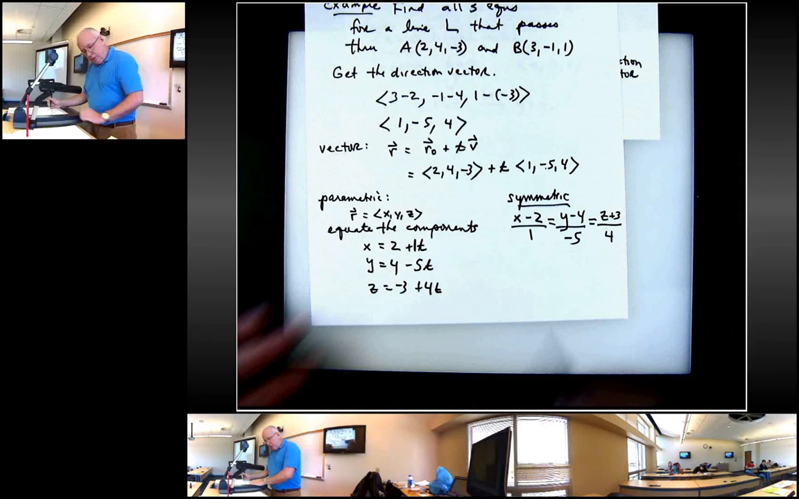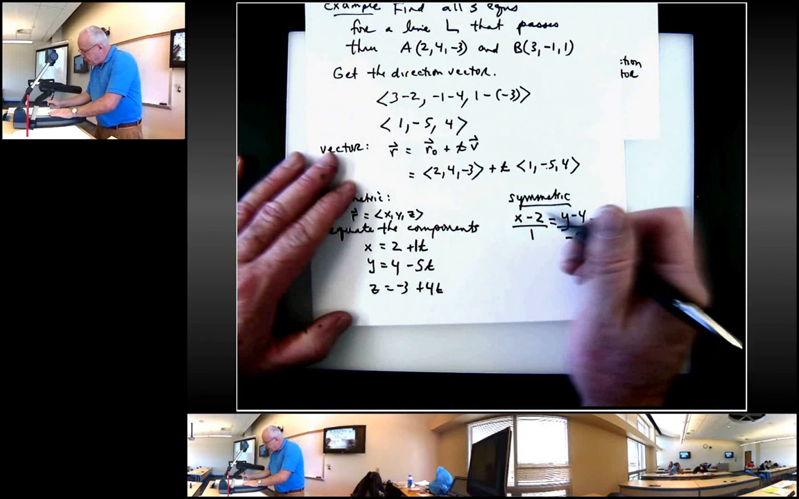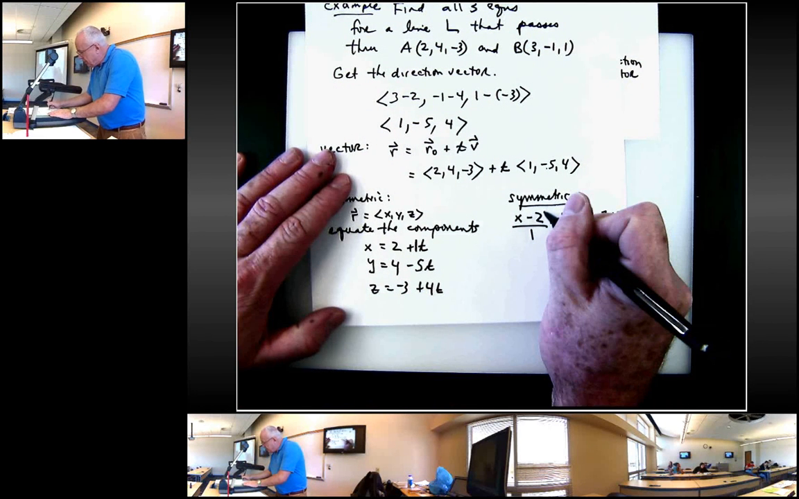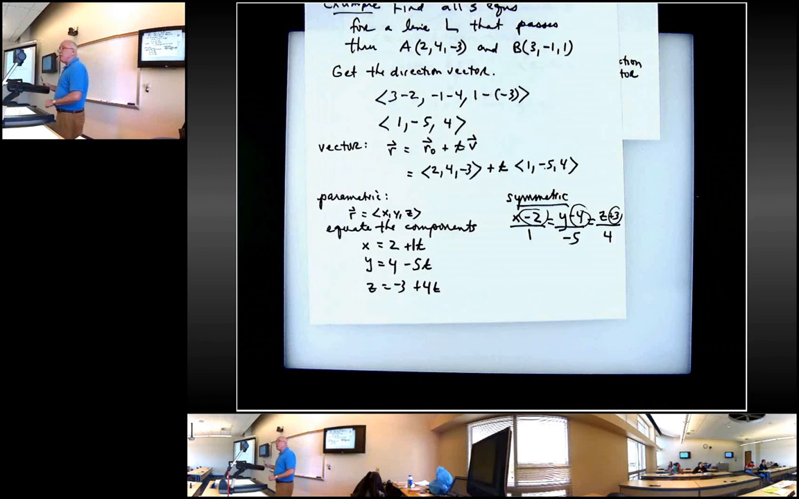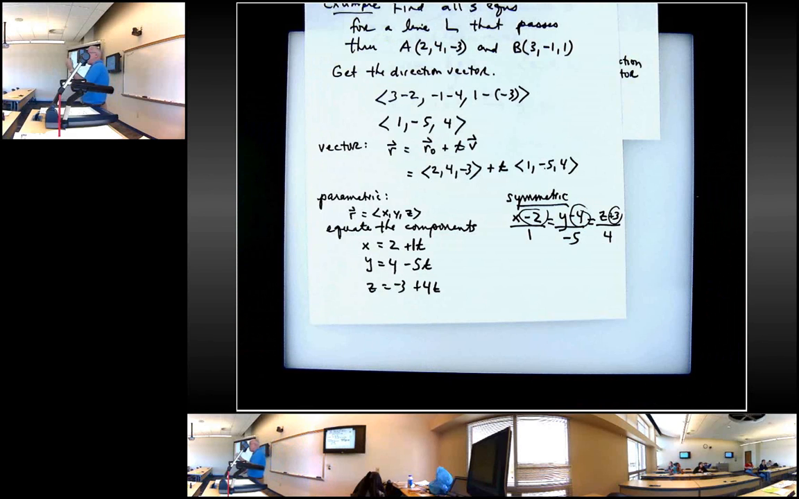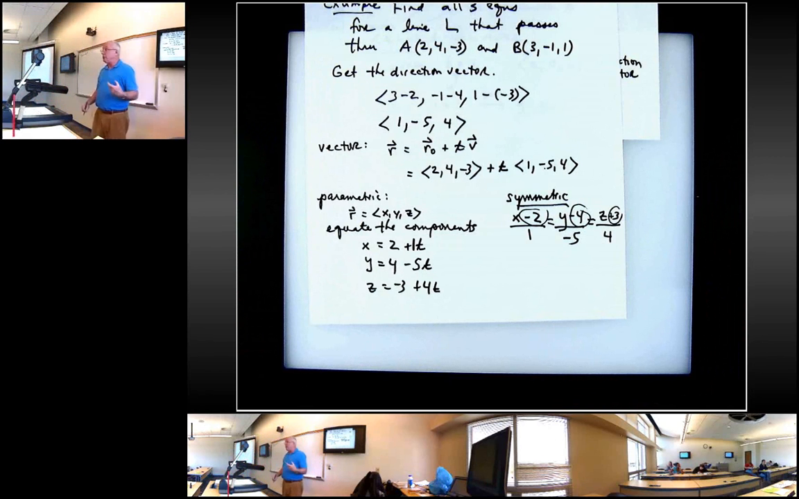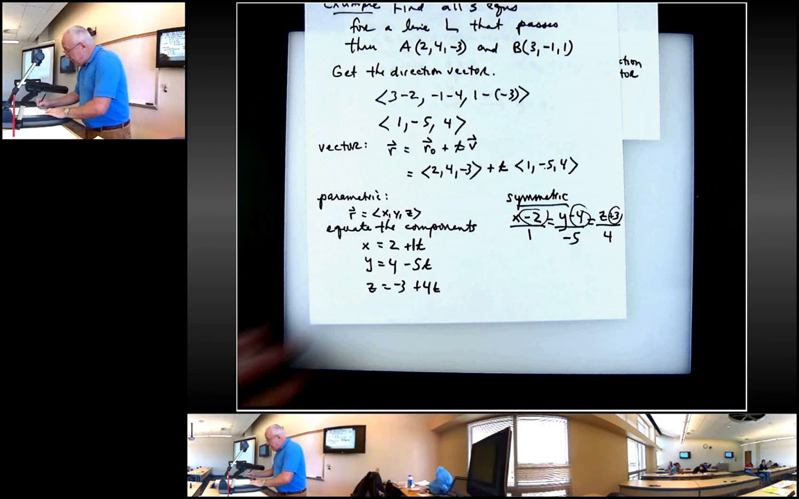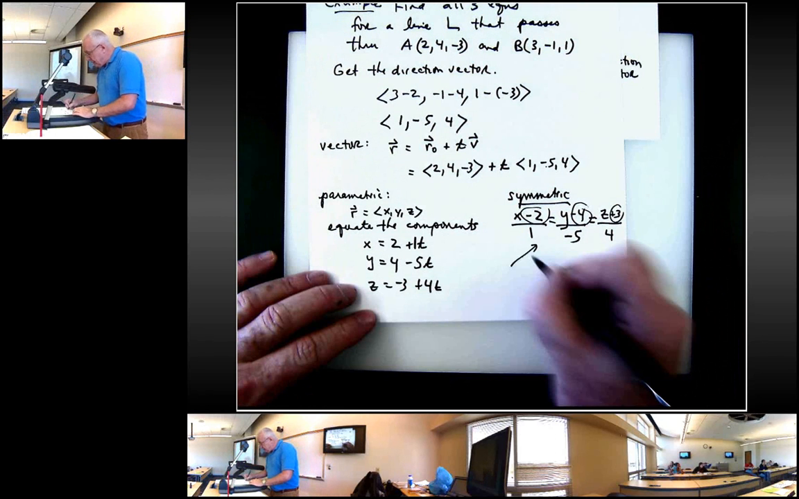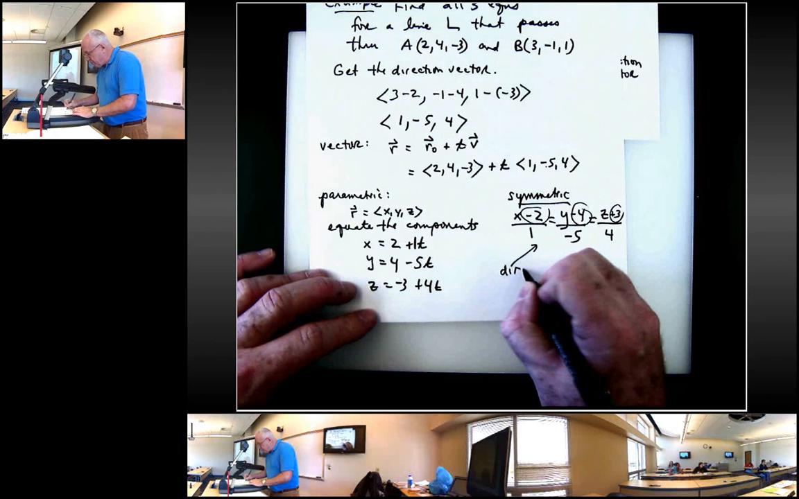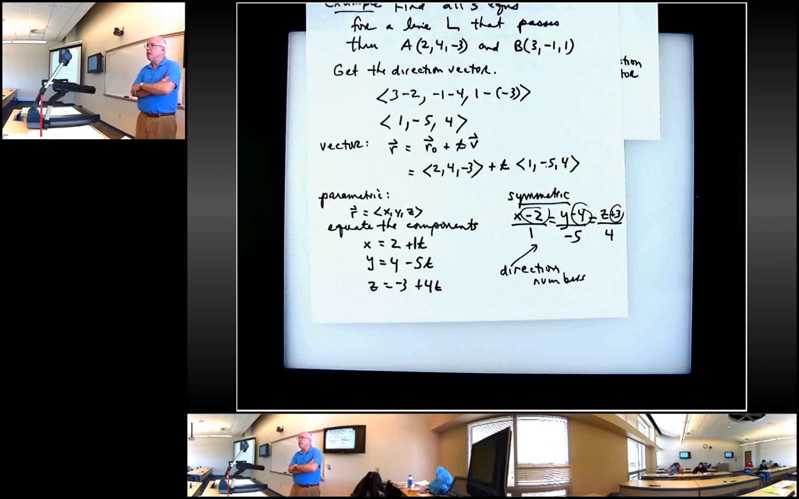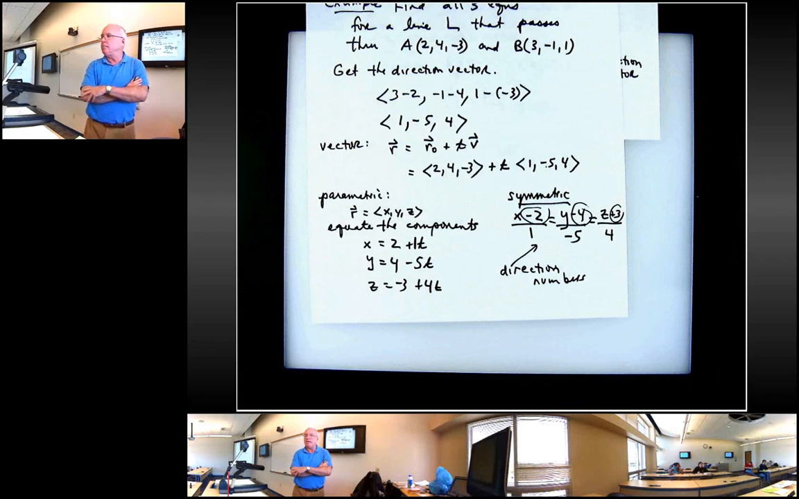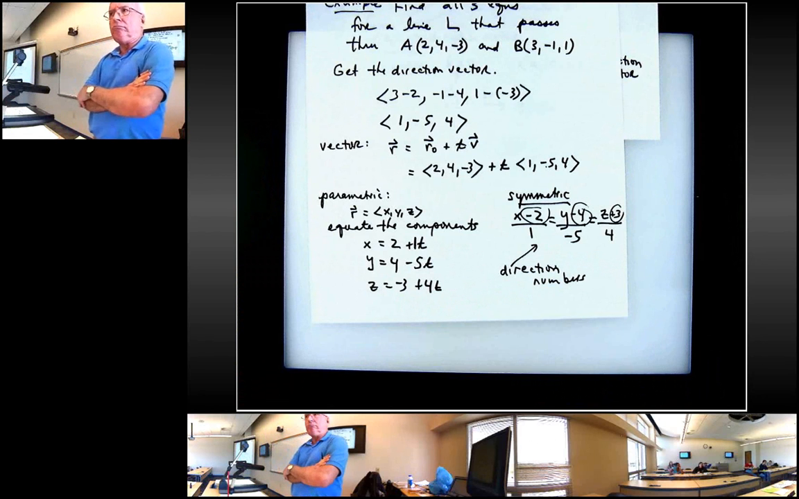With these symmetric equations, the signs of those numbers up in the numerator are really going to be the opposite, because we subtract in front of it. So they're going to be the opposite signs of your point, your single point. And again, these numbers down here, these are your direction numbers. Does everybody get the idea here of getting all three of those equations from that information?